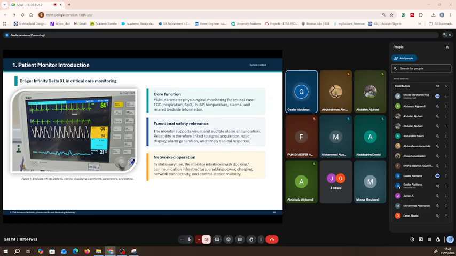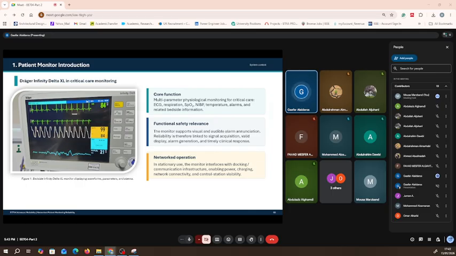The system selected for this project is the patient monitor. The brand is Draeger. The patient monitor is a multi-parameter bedside monitor used in critical care settings to display patient physiological information such as ECG, respiration, oxygen saturation, non-invasive blood pressure, invasive blood pressure, temperature, and related alarm information. In critical care units, this type of monitor is safety relevant because clinicians depend on it for continuous observation of patient status.